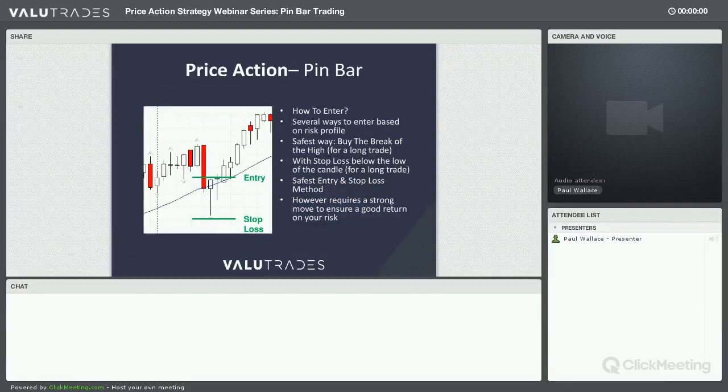So how do we look to enter this? How do we actually look to enter? Well, there actually are several ways to enter, and a lot of that is based on your risk profile. It's something that we've alluded to in the past, that here at Value Trades, we can teach you pretty much everything in terms of technical trading. We can teach you all about the technicals of trading, the fundamentals, the trading psychology, the risk management, the sentiment, the geopolitical. We can cover everything.